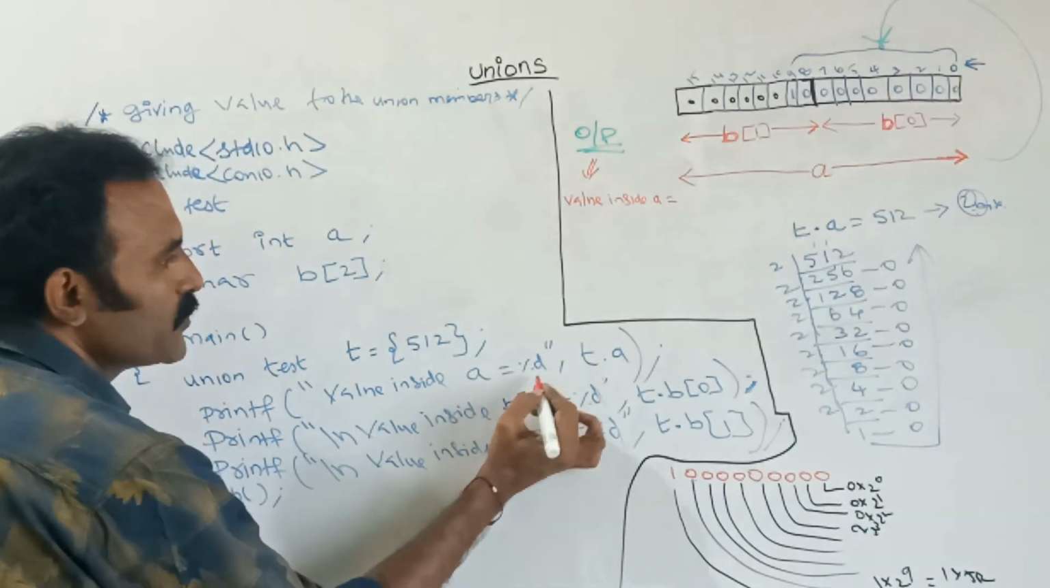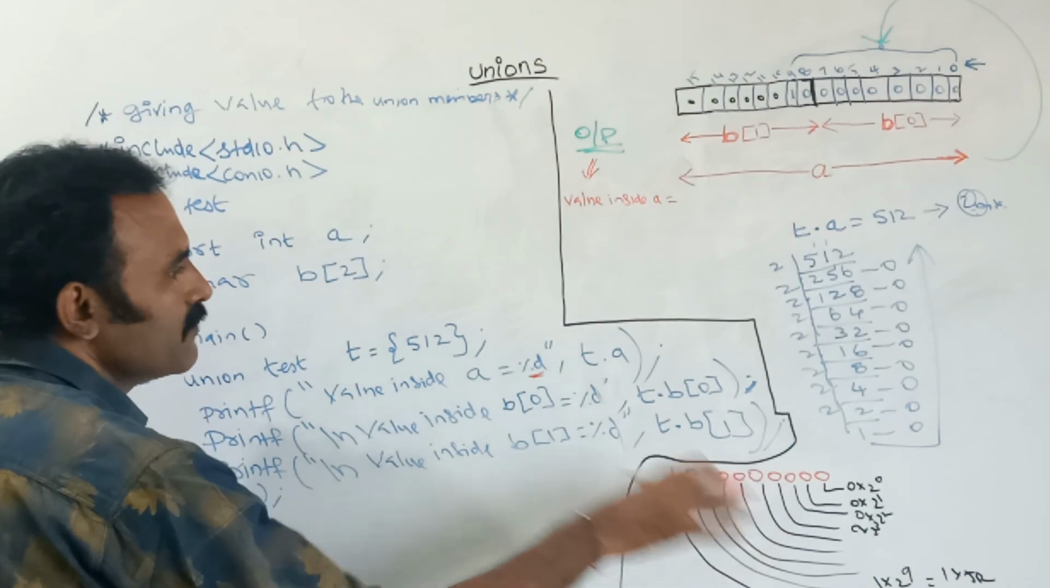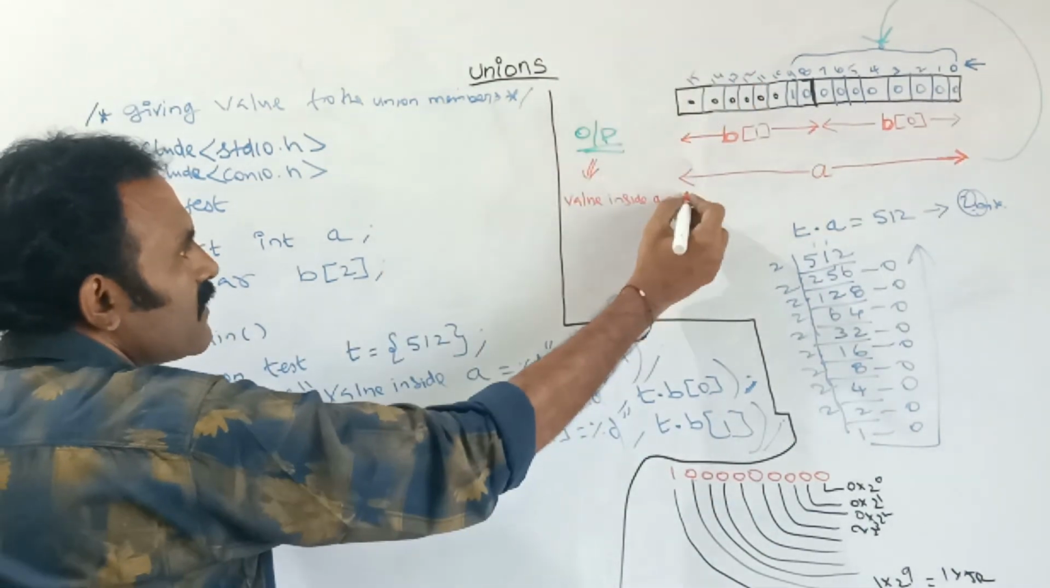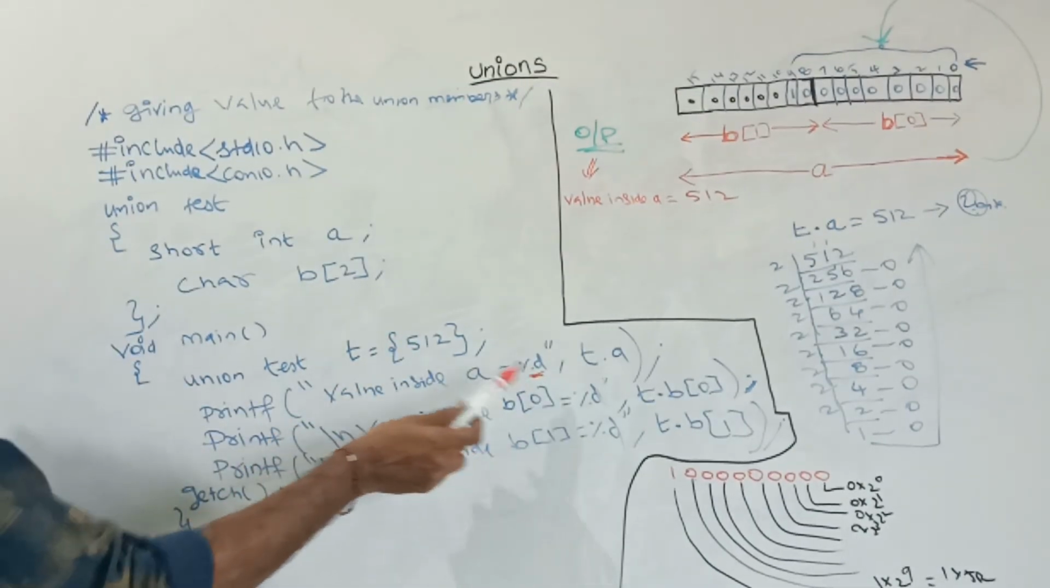Here what I had used is percentage d. Percentage d means it will give the output as decimal. Here I am telling it to give the output converting that binary to decimal. This decimal value is 512. Whatever value you had given, that value will be printed here.